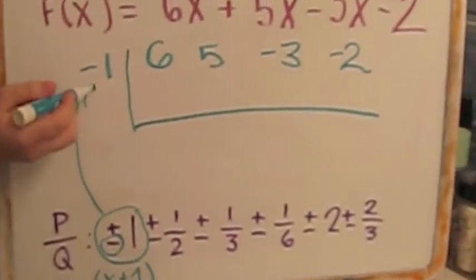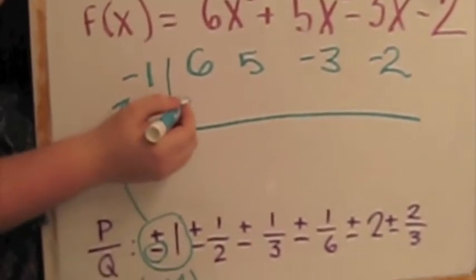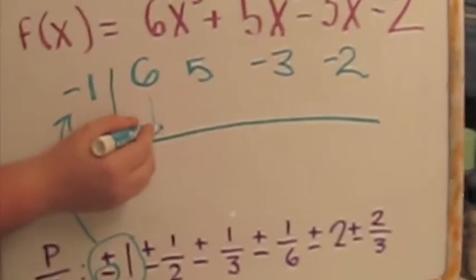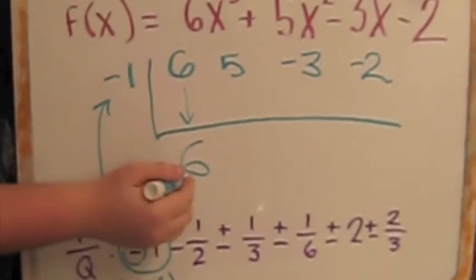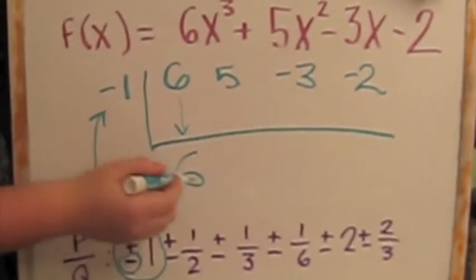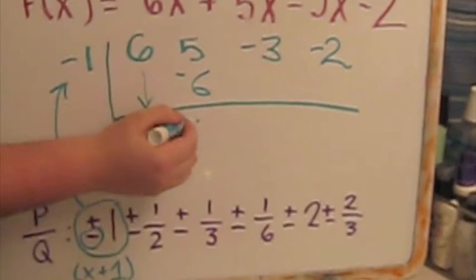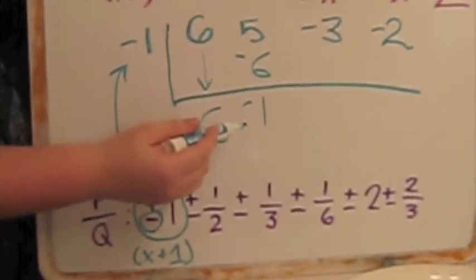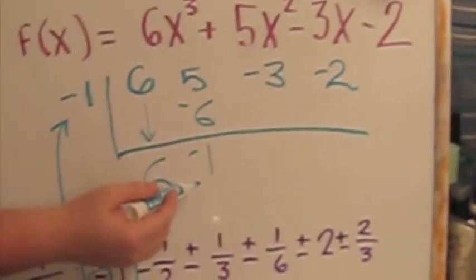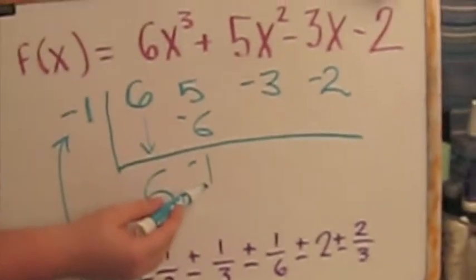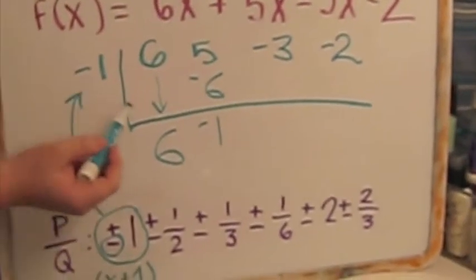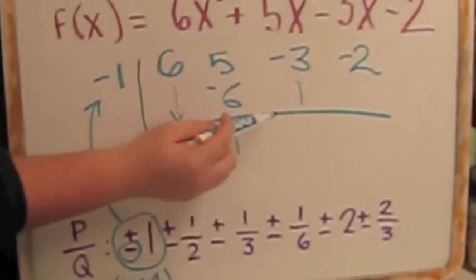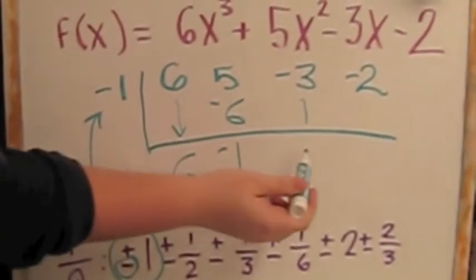You would bring down 6, and then you would multiply it by negative 1. And that's negative 6. Then you combine them. And then you multiply negative 1 by negative 1, which is 1. Then you would combine them again.